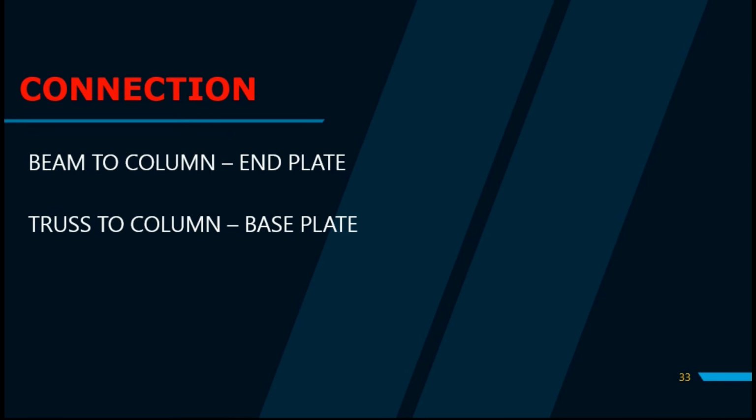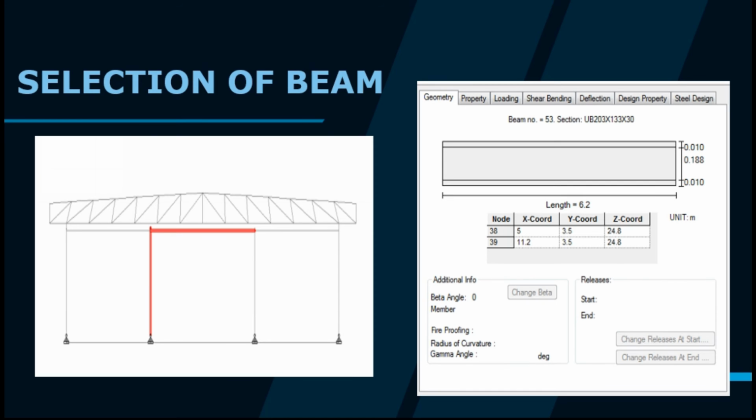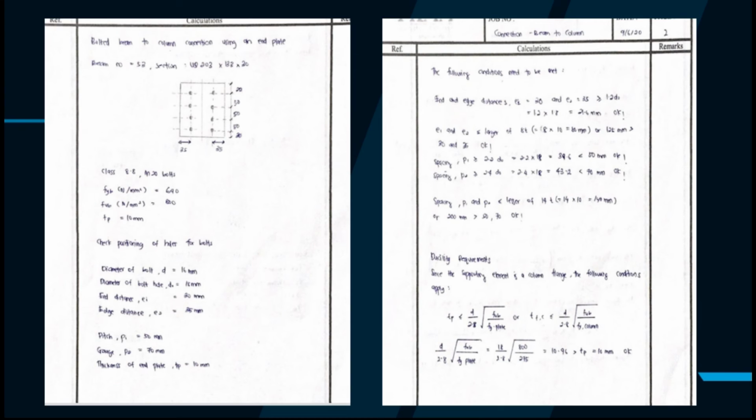This is Nurul Ifardini binti Narasmadi. I will talk about connection. For the connection, we have chosen an end plate connection for beam to column and a base plate for truss to column connection. For the beam to column, we choose the longest beam, which is beam number 53 with 6.2 meter for its length. For this bolted beam, we need firstly to check the positioning of holes for bolts.